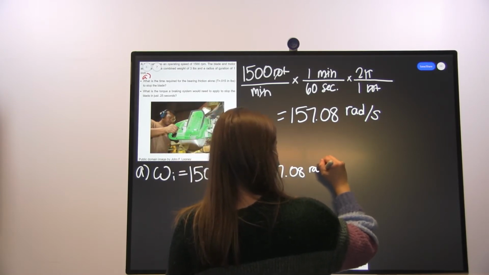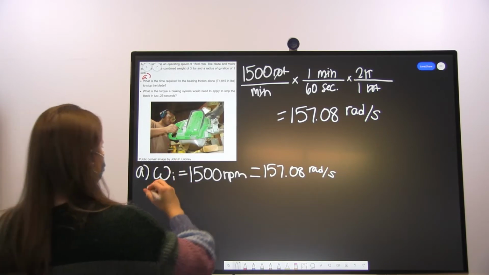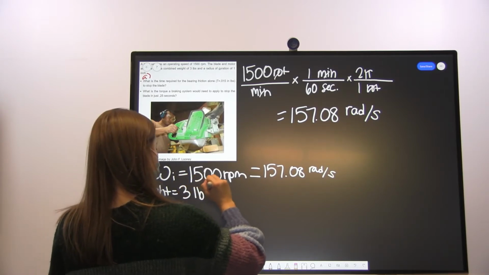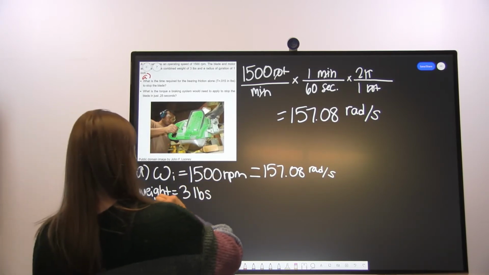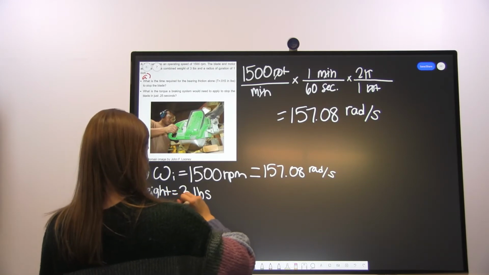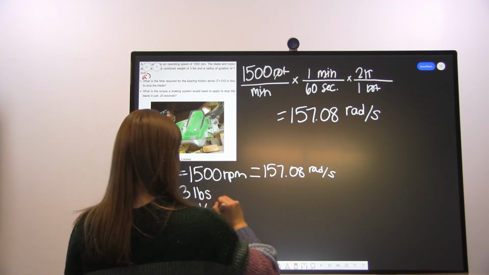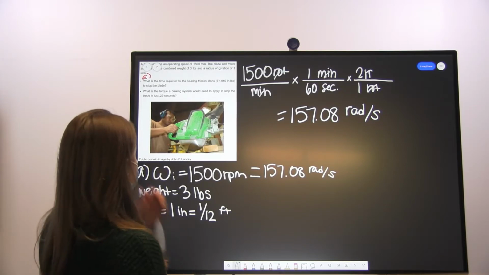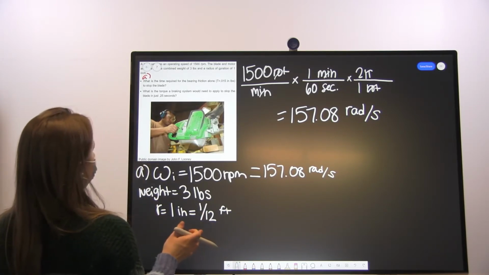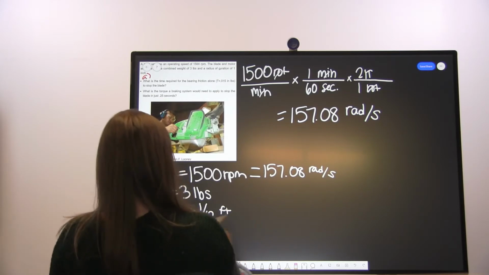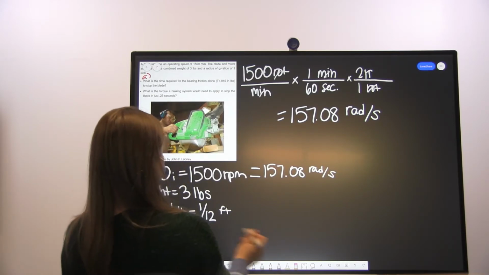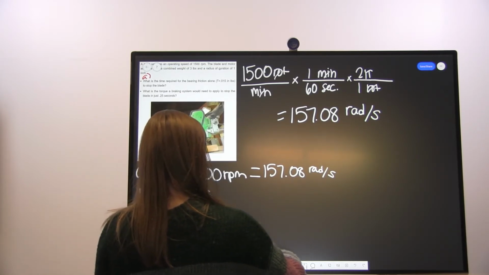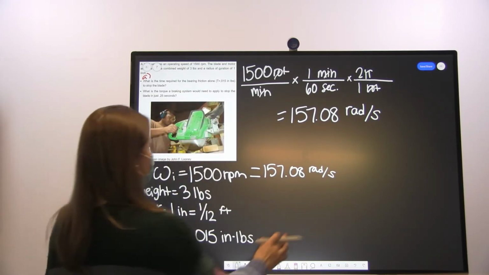And then we also know that we have a combined weight of 3 pounds, and a radius of gyration of 1 inch. And 1 inch is equal to 1/12 of a foot, because there's 12 inches in 1 foot. So then it asked us, what is the time required for the bearing friction alone to stop the blade? And then we also have that our force of bearing friction is going to be negative 0.015 inch pounds, and that's negative because it's opposing the motion of the saw.